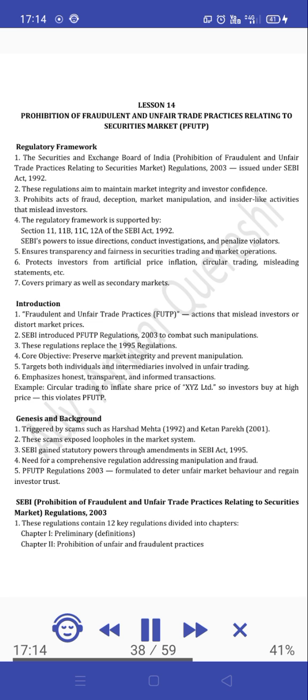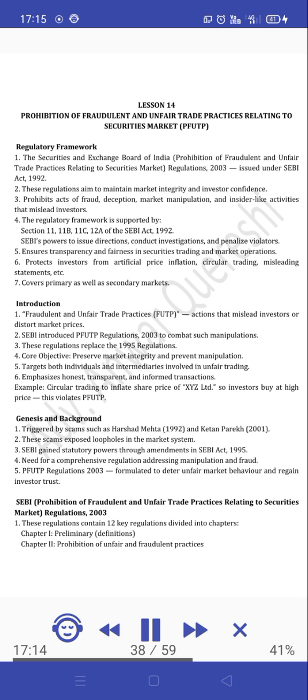4. The regulatory framework is supported by Section 11, 11B, 11C, 12A of the SEBI Act, 1992. SEBI's powers to issue directions, conduct investigations, and penalize violators. 5. Ensures transparency and fairness in securities trading and market operations. 6. Protects investors from artificial price inflation, circular trading, misleading statements, etc. 7. Covers primary as well as secondary markets.